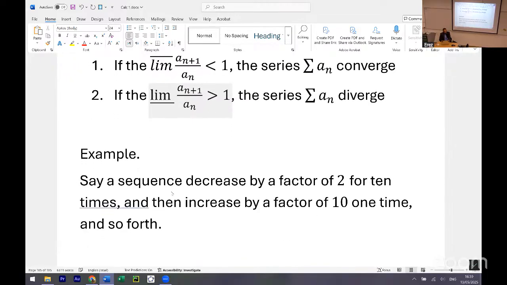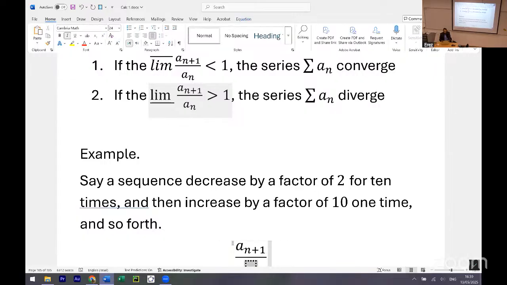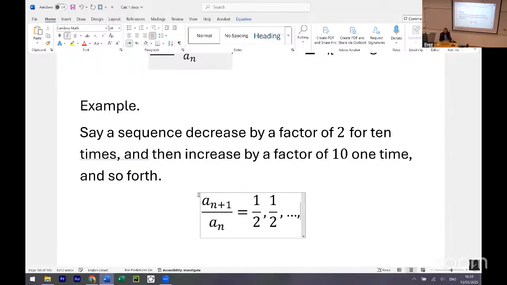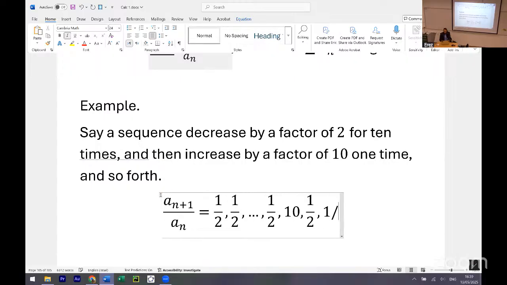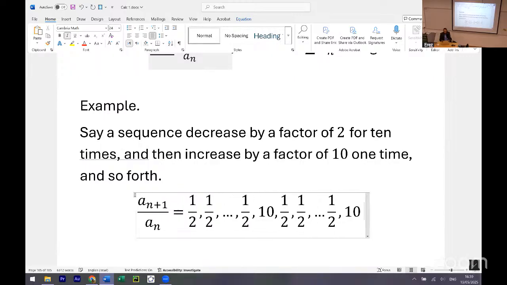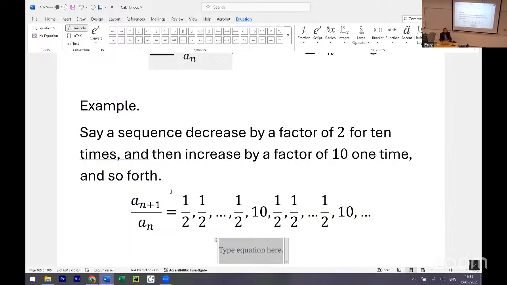In this case, what would be the ratio? What would be the sequence of the ratio? So half, half, half, right? And then 10. Then half, half, half, 10. Agreed? What is the lim sup of the ratio here?